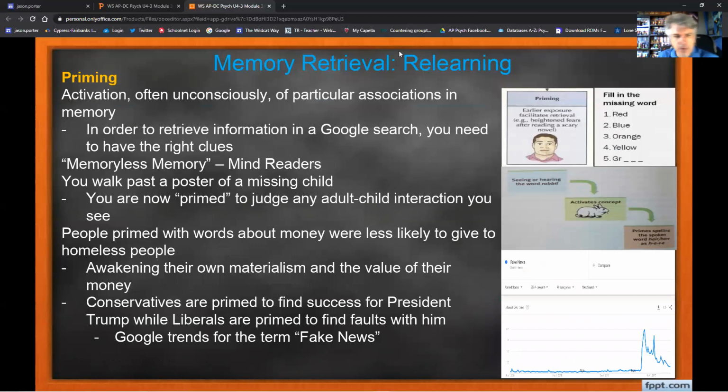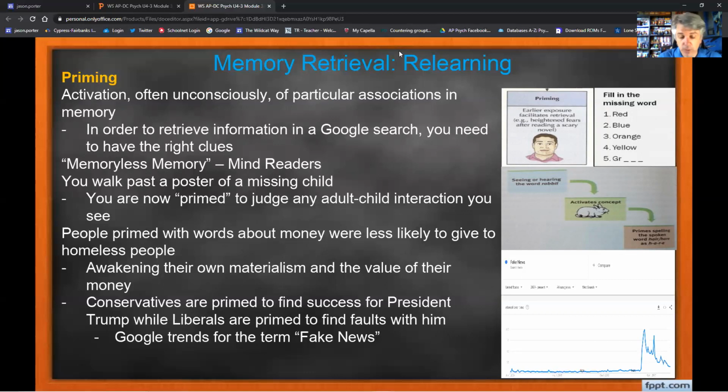We were talking before about priming. Priming is sort of a memoryless memory. It's what we're looking out for. When you do a Google search and put in a word, or you want a YouTube video and put in a word, that primes YouTube or Google to come up with stuff that's close to what you're looking for.